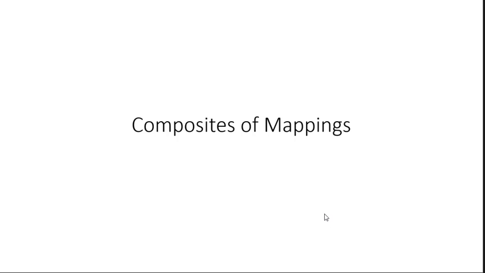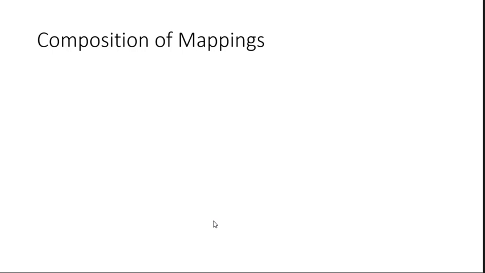In this video, you will learn about composites of mappings. Now, when we say composites of mappings, what does that even mean? Well, the word composite or composition means a combination of more than one thing. So a composition of mappings would mean that we have more than one mapping put together. All right, so that's our definition.